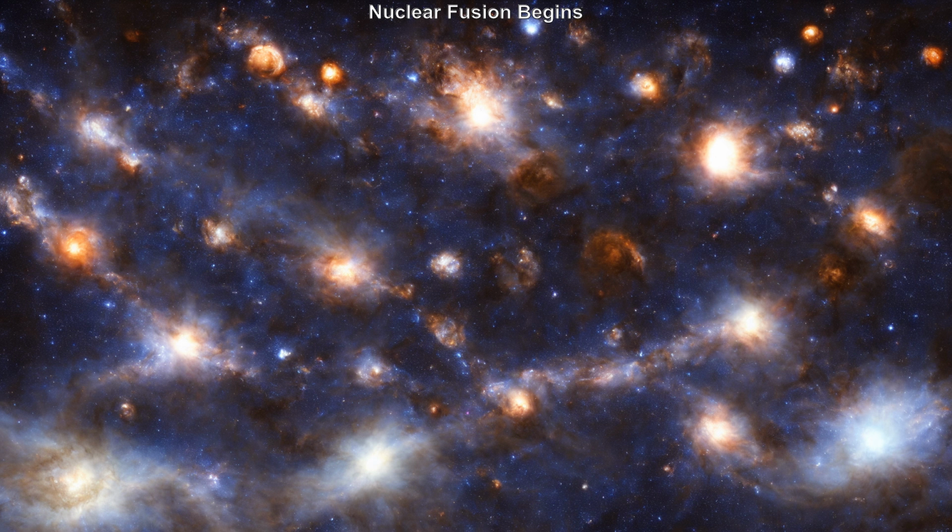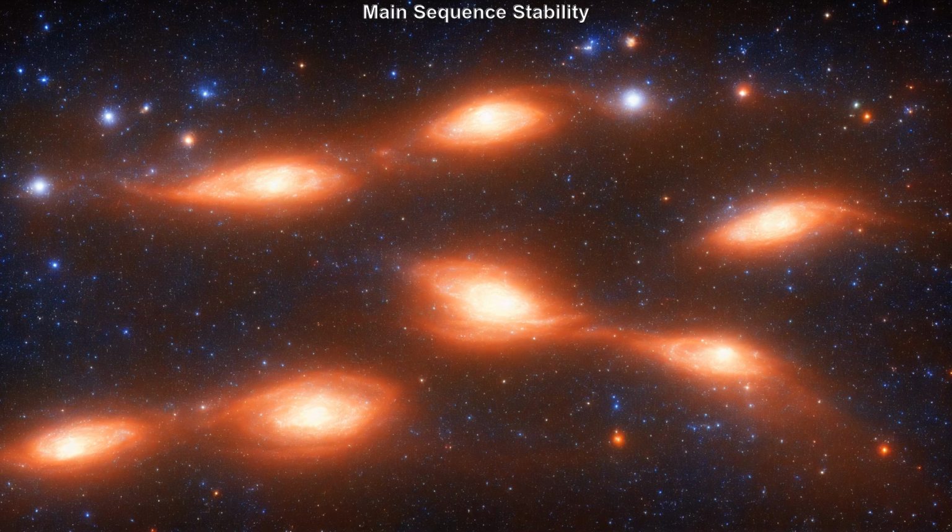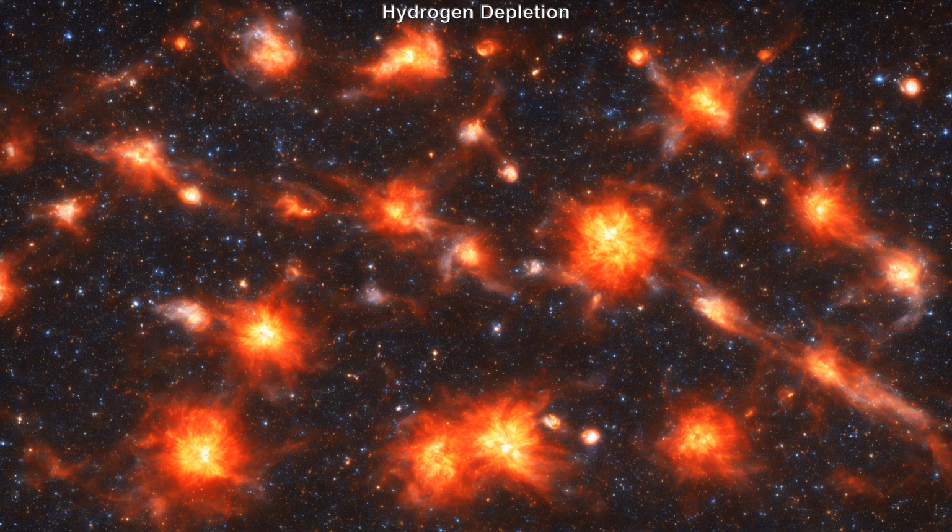When the core temperature reaches about 10 million Kelvin, hydrogen nuclei fuse to form helium, releasing tremendous energy. This process, nuclear fusion, marks the birth of a star and halts gravitational collapse. The star enters the main sequence, a period of stability where energy generated by nuclear fusion balances gravity. The star's position on the main sequence depends on its mass, determining its temperature and luminosity.